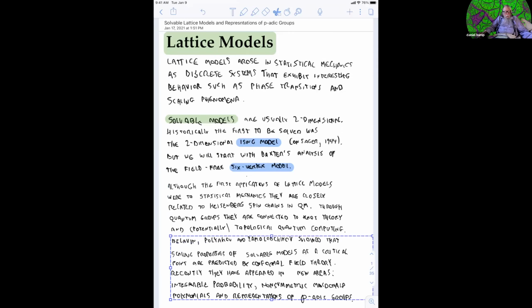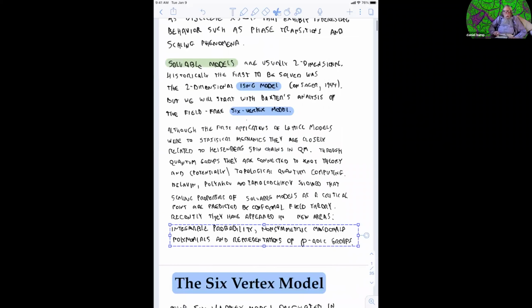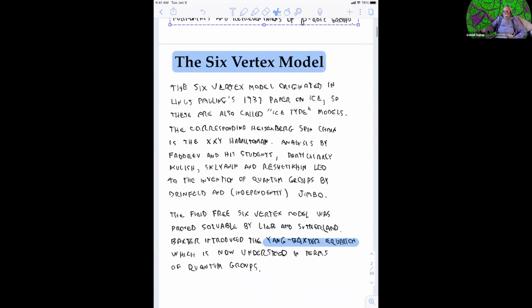Then there are all kinds of connections with conformal field theory, but recently there have been some new areas where they appeared, and these are integrable probability, representations of p-adic groups, and also non-symmetric Macdonald polynomials. I mentioned that I was going to focus on two recent papers, and these are represented in both of them. Okay, so I have to tell you what the six-vertex model is.